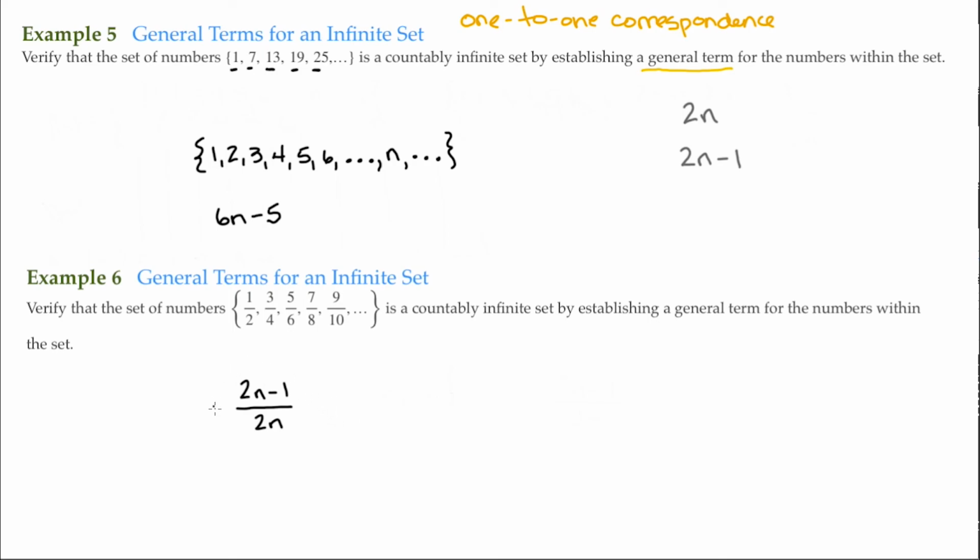So since this general term is made up of the counting numbers, which can be represented by n, and we know that the counting numbers go on infinitely, and since this general term represents this set, we can say that this set also goes on infinitely.